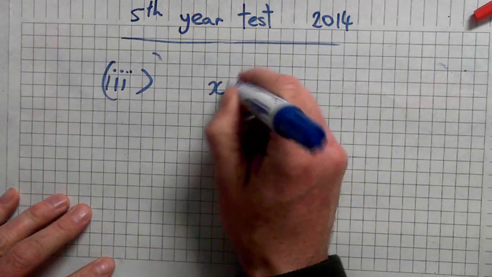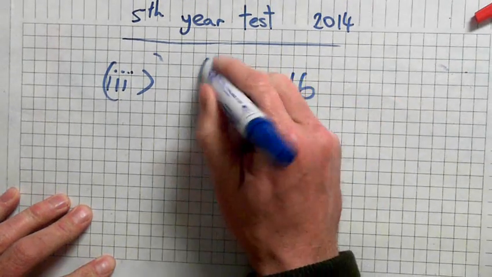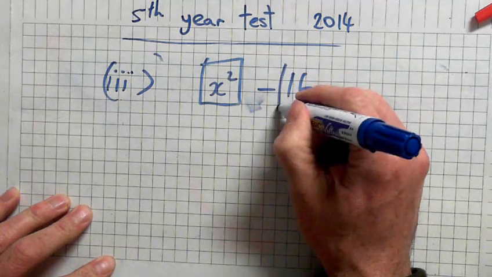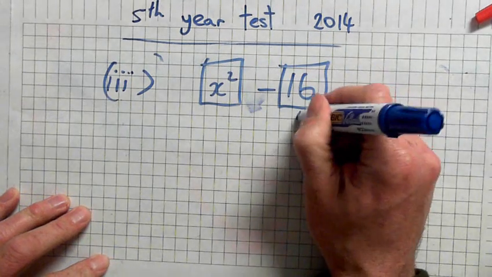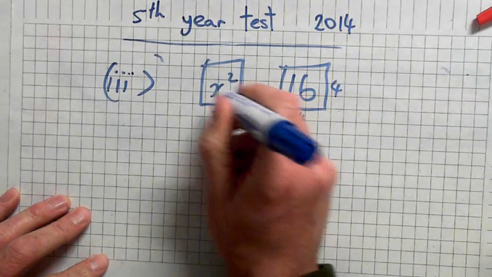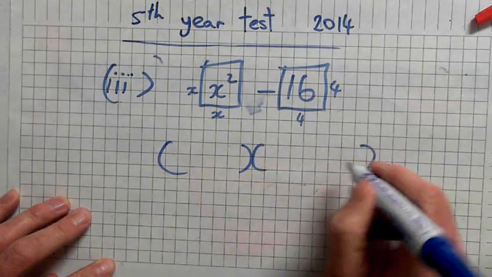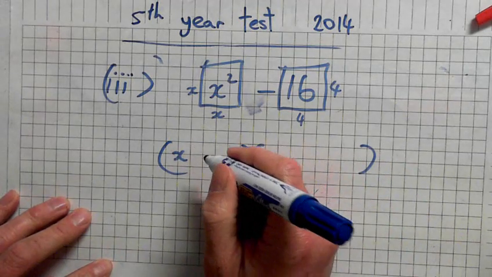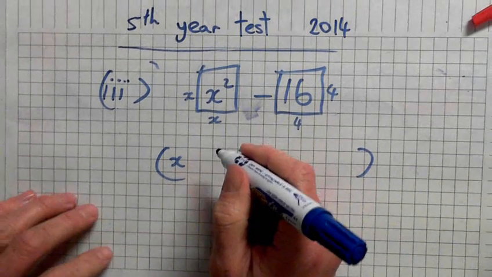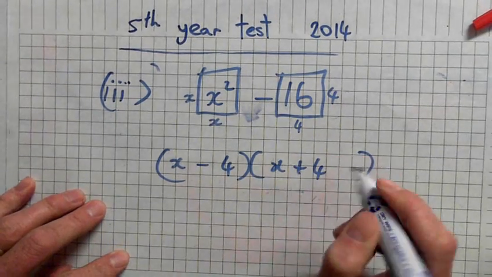Part 3, factorize x squared minus 16. So remember the difference of two squares, because 16 is a square number, 4 by 4. X squared is a square because it's x by x. And then to write your answer: x minus 4 and x plus 4.